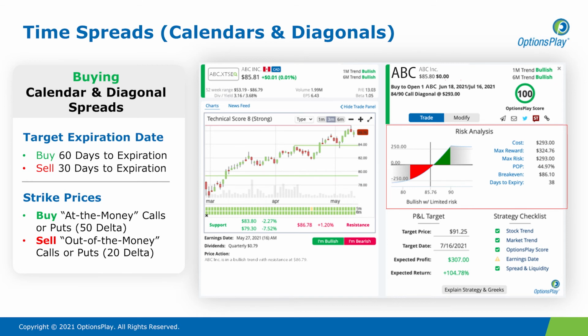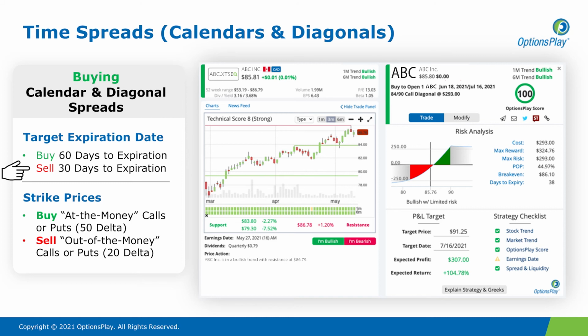So a calendar spread, well, let's start with calendar spreads, where you buy a 60-day option, and then you sell perhaps a 30-day option against it. This way, you're buying the leg that has the least amount of time decay, and then selling the leg that has the highest amount of time decay. And you're trying to capture the difference between the two. Now, the difference between a calendar and a diagonal is that in a calendar, the long and the short leg are of the same strike.